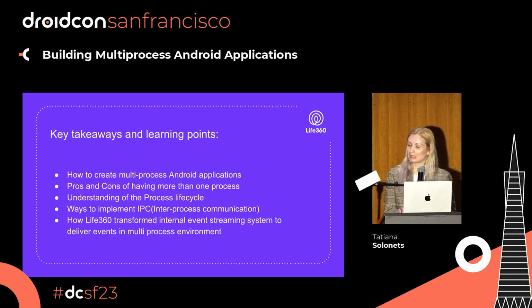So the major key points in today's talk are how to create multi-process Android applications, pros and cons, understanding of the process lifecycle, ways to implement inter-process communication, and how Life360 created a publish-subscribe system that is multi-process friendly.